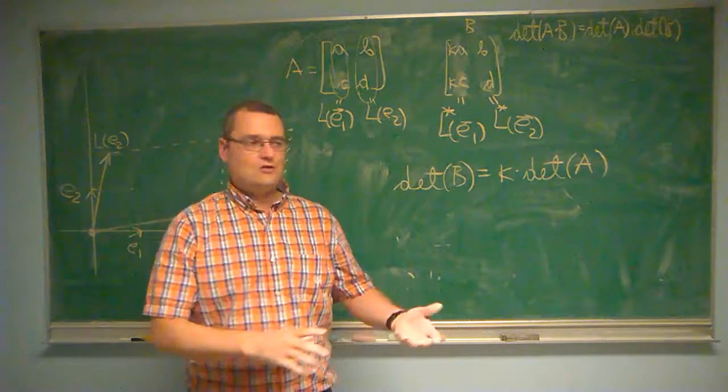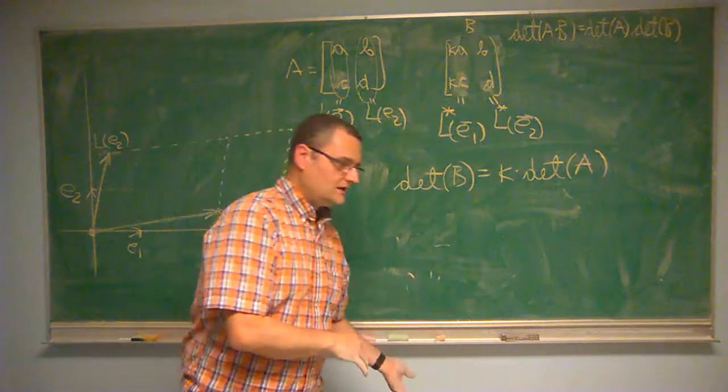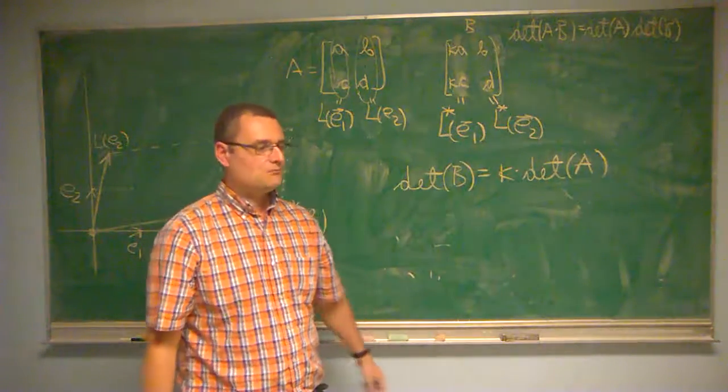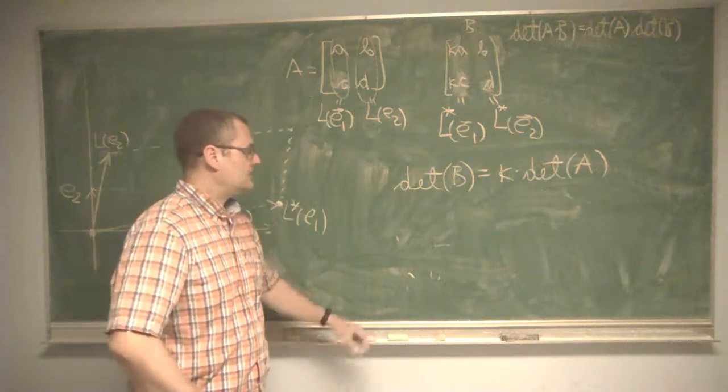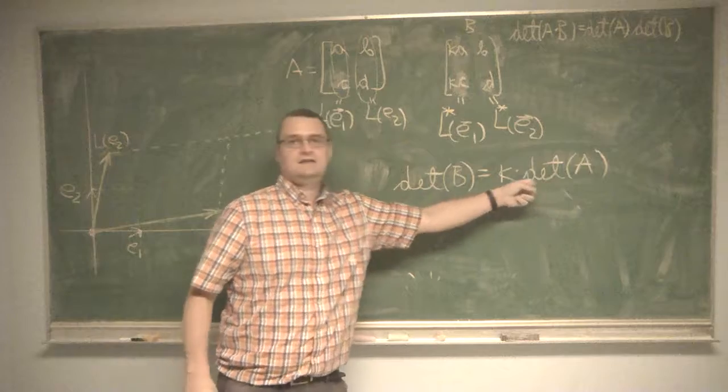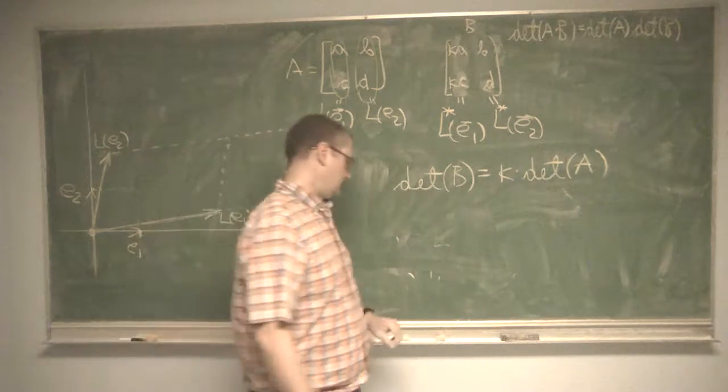And now using the fact that the determinant of A transpose is the determinant of A, that means multiplying any row by a non-zero constant affects the determinant exactly in the same way as here.